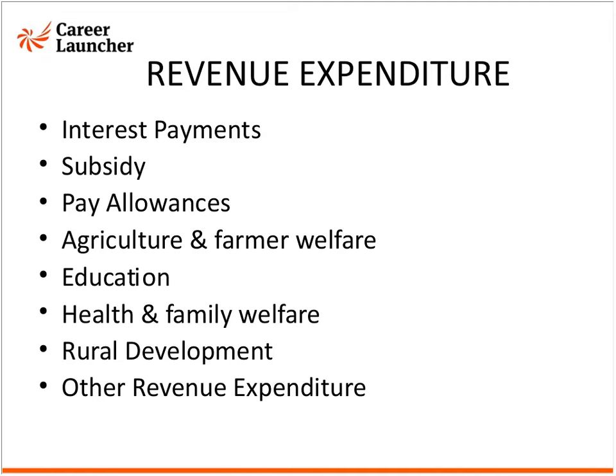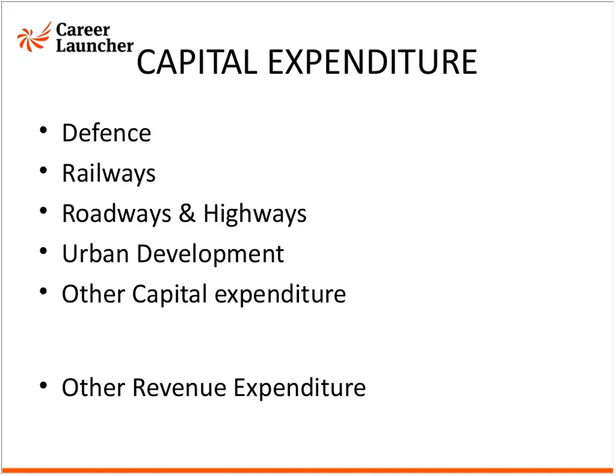Okay, I will repeat. Your capital expenditure is all the expenditure that you are trying to do on creation of assets, and your revenue expenditure is what you've spent on your normal day-to-day business, normal day-to-day administration. Now moving on to capital expenditure. Your capital expenditure is essentially your expenditure on defense, railways, roadways and highways, urban development and other capital expenditures.